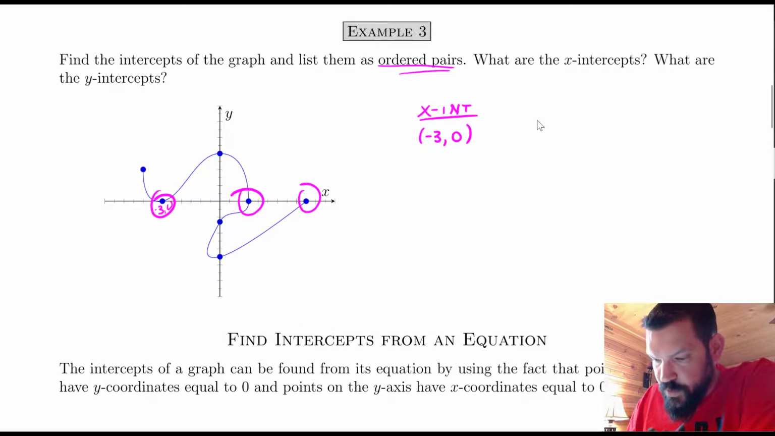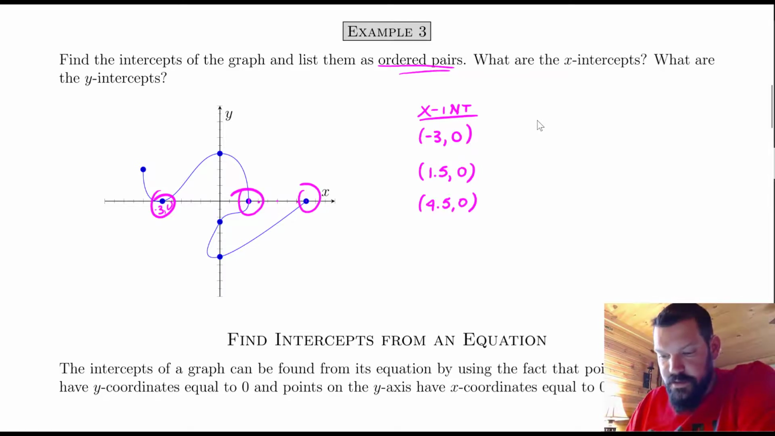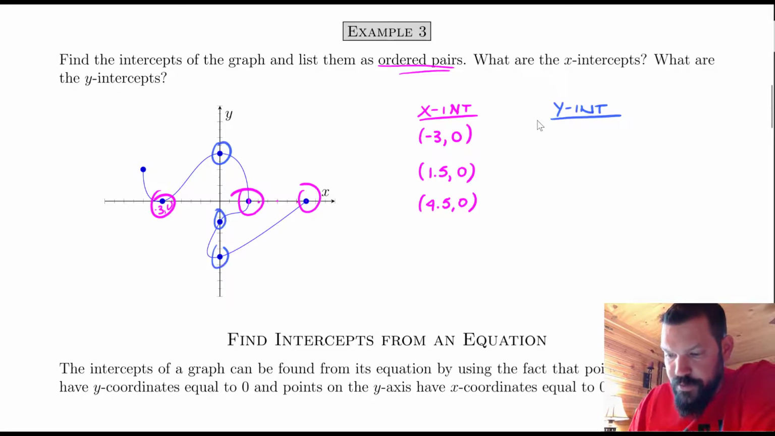The next one is 1, 1.5. So we'll say 1.5, 0. And for the final one, we have 1, 2, 3, 4, 4.5. And since I didn't label the tick marks on the axes, you could count each one of these tick marks as 1. I was counting them as 1/2. So I won't say that there's a right or wrong way to do this one, especially since it was not labeled.